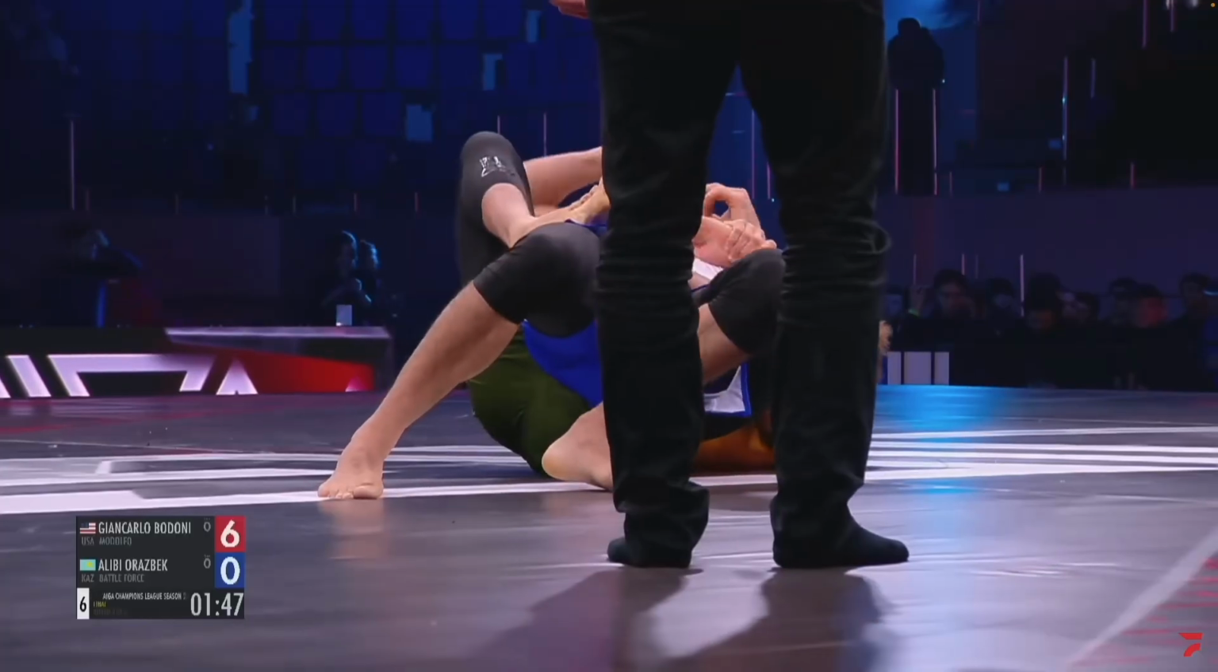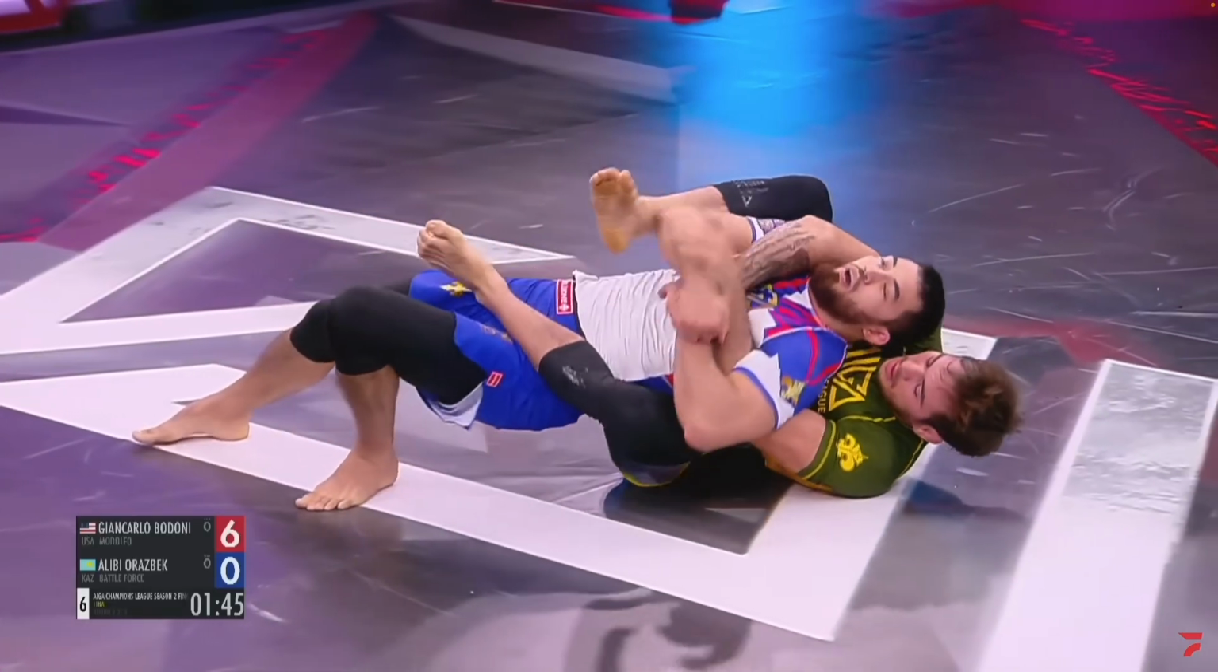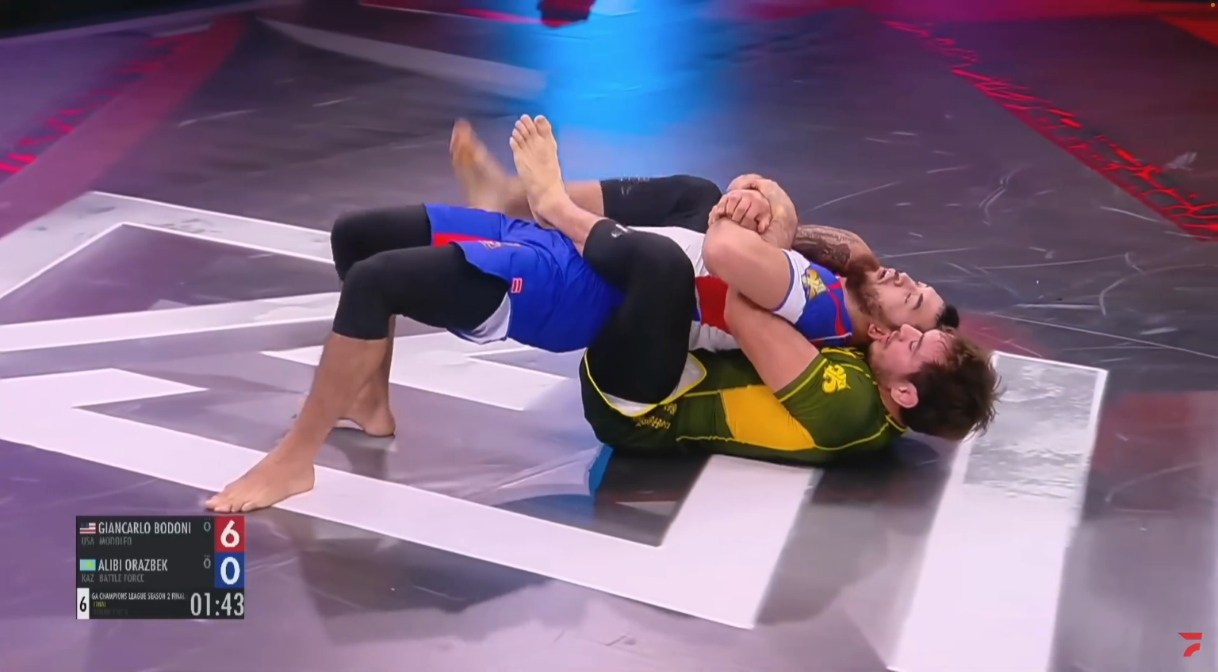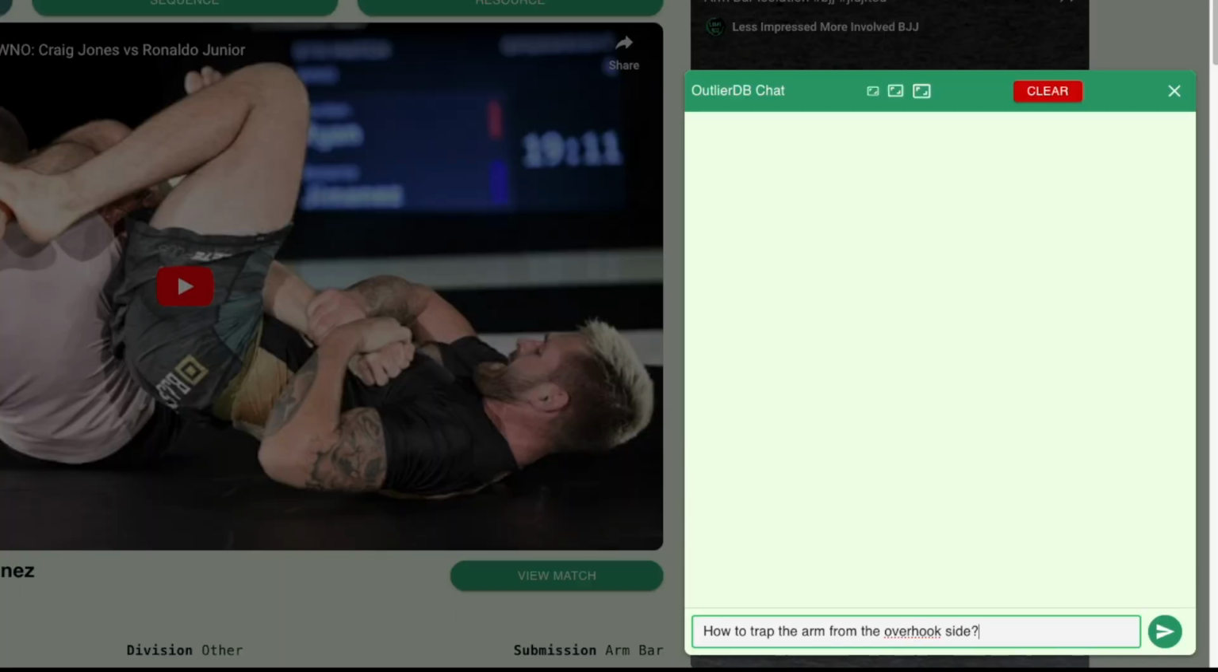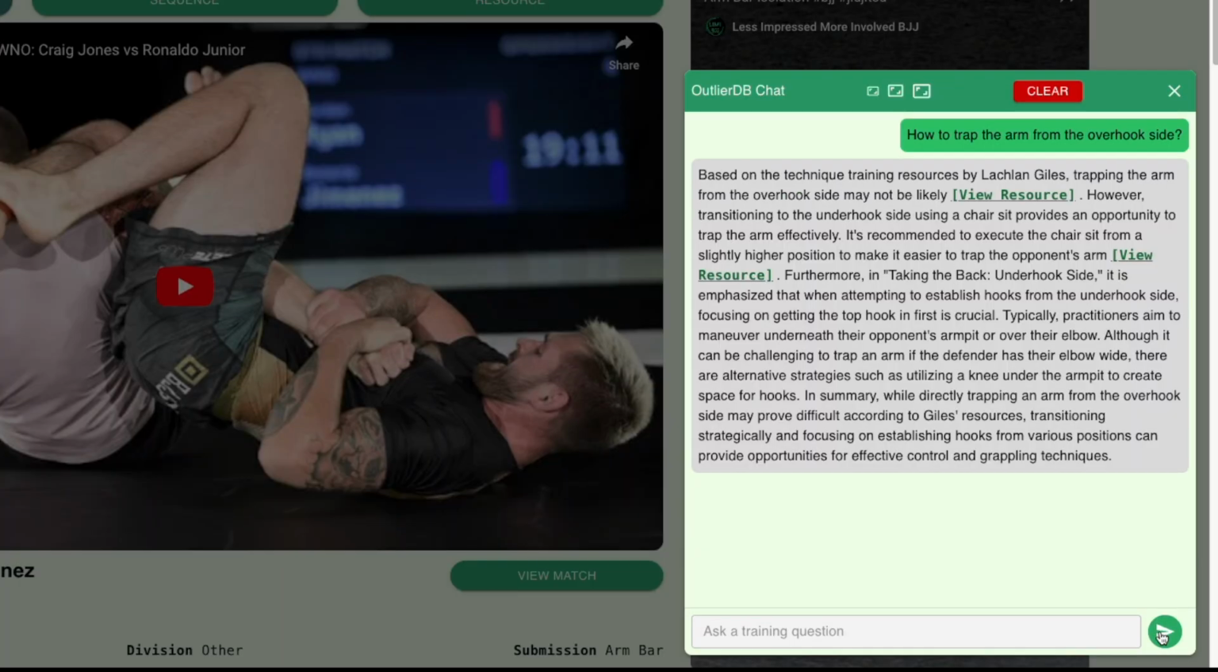So now let's say we're struggling to trap the arm from the underhook side because every time we try, our opponent bridges to the overhook side. So now let's see if there's a way for us to trap the arm from the overhook side. But unfortunately, trapping the arm from the overhook side may not be likely. However, transitioning to the underhook side using a chair sit provides an opportunity to trap the arm effectively.